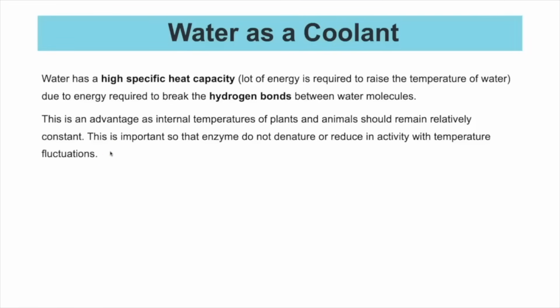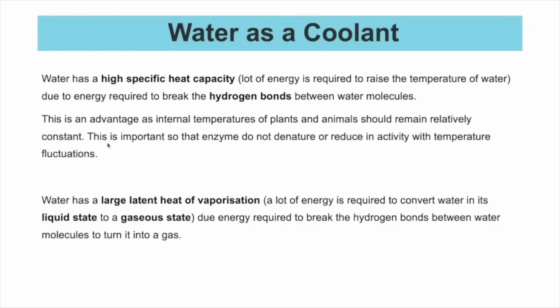So even if there is a fluctuation in the air temperature, that should mean that the temperature inside of an organism and in the cells remains relatively constant. And that's good because then enzymes are not going to denature, or if it gets really cold, they're not going to reduce in activity too far. So essentially water buffers temperature changes.